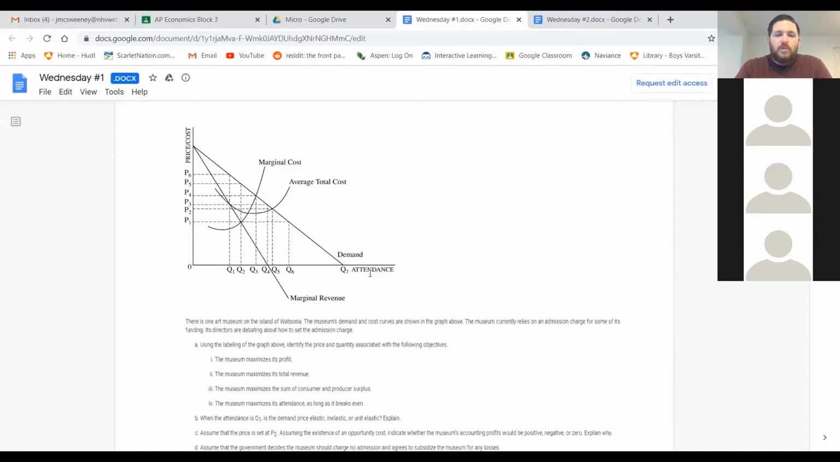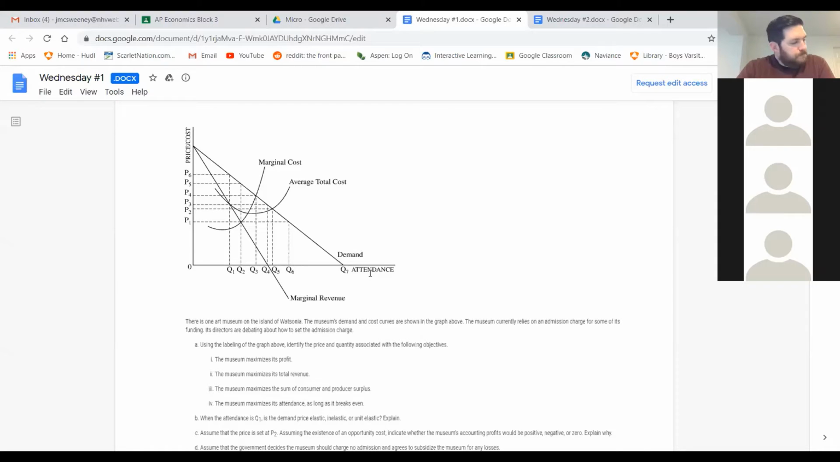Okay, once marginal revenue gets negative, we're at the inelastic portion of the curve, right? So let's look at it. At Q1, our marginal revenue is positive, therefore this is the elastic portion of the demand curve. Okay, B is worth 2 points: 1 point for saying it's elastic, and 1 point for saying that marginal revenue is positive.